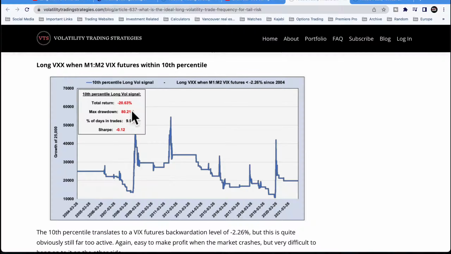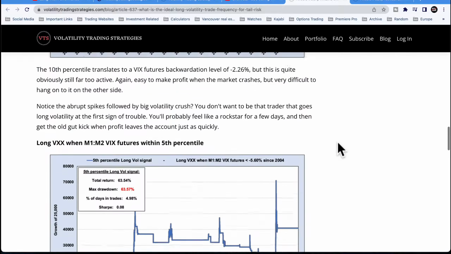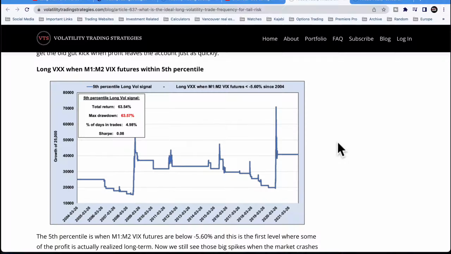We did catch the financial crisis. We caught the European debt crisis. We caught the China scare. We caught the Q4 crash, the pandemic. It's doing its job, but there's extreme give back on the other side, right? What if you drop it to the 5th percentile? Right now, you're only going long vol 5% of the time. Well, you still have a lot of give back, but you can see the terminal results are now positive. It's getting in the right direction.